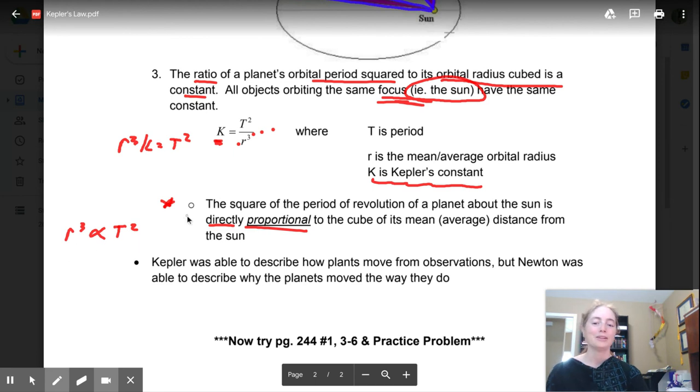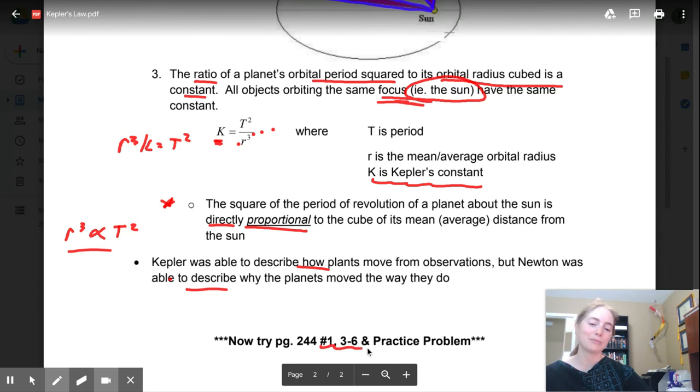Okay, so ladies and gentlemen, that is essentially Kepler's third law there. And he was able to describe how planets move from these observations, and Newton was able to describe why they move. And in our next video, that's what we're going to be looking at, is Newton describing why they move.